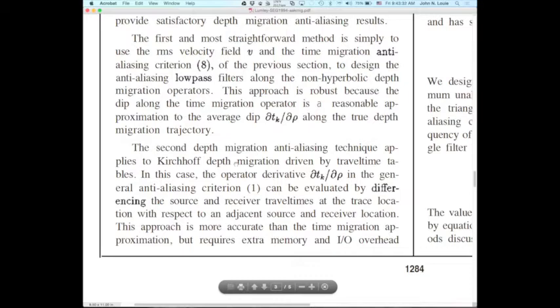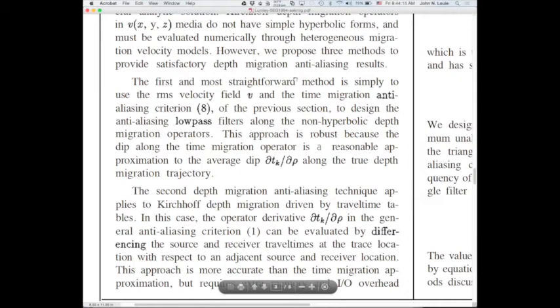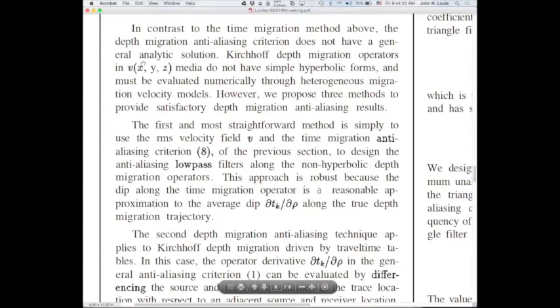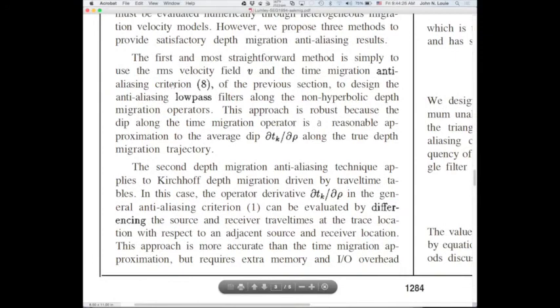How do I calculate the RMS velocity for time migration? I use the one-dimensional velocity fields, the travel time vertically below the source in my one-dimensional depth versus epicentral distance time section. So I derive the RMS velocity from that, and of course we have good velocities in 3D, maybe certainly in 2D, and so that's actually what I use for calculating these operators. You can do this.